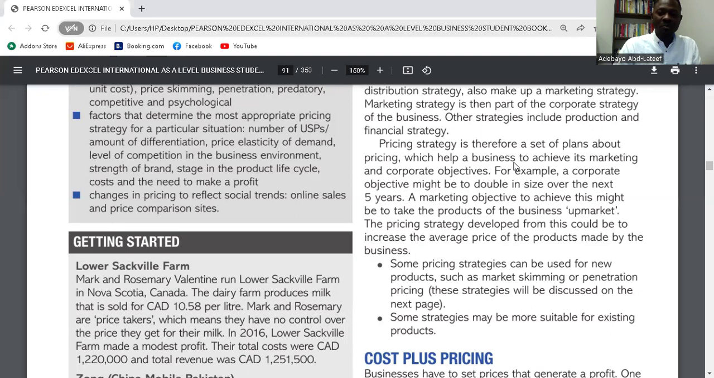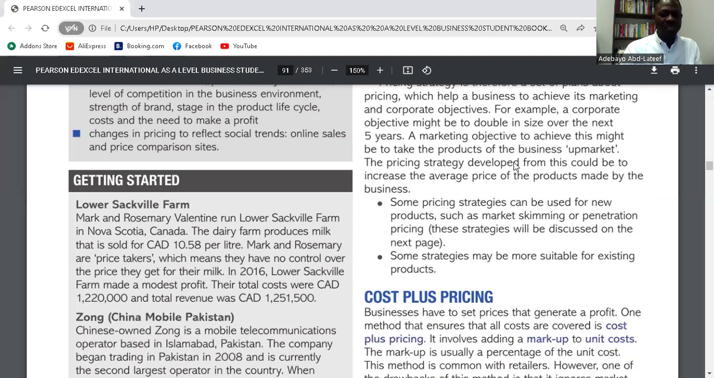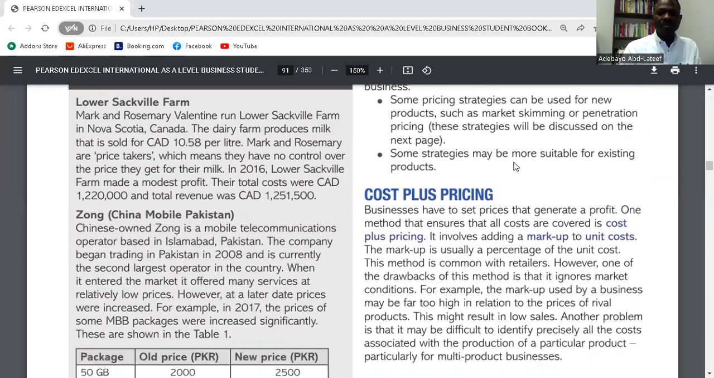So we have different types of pricing strategy. We have cost plus pricing, penetration pricing. So we start with cost plus pricing. Businesses have to set prices that generate a profit. One method that ensures that all costs are covered is cost plus pricing. It involves adding a markup to unit cost.